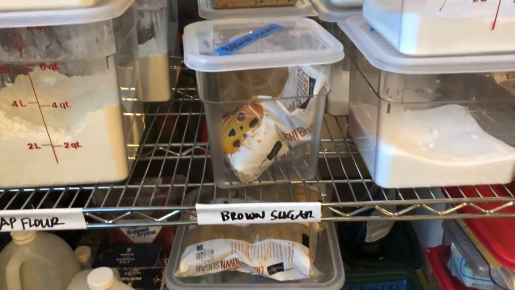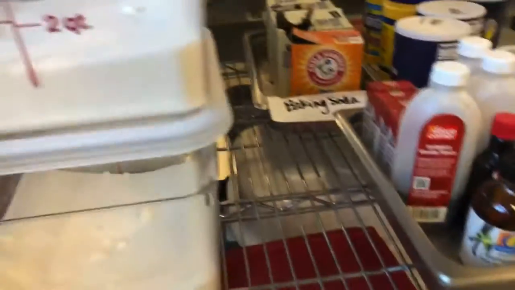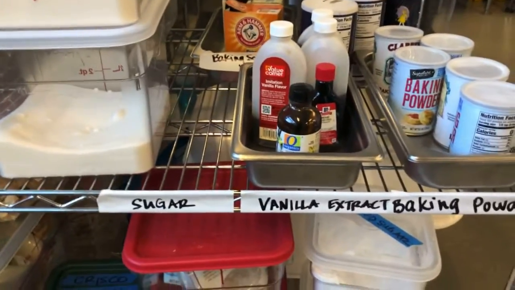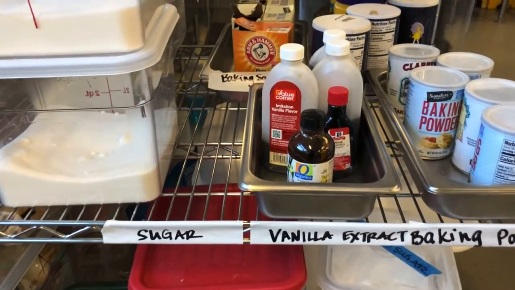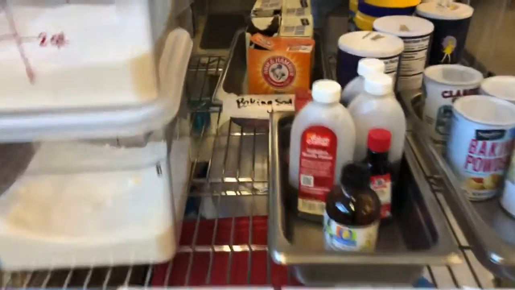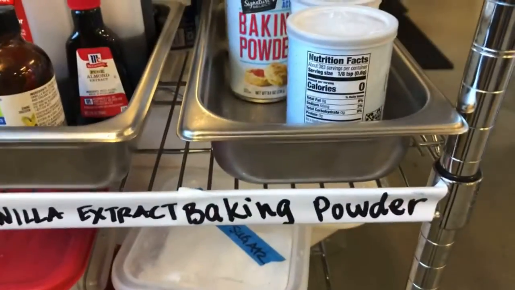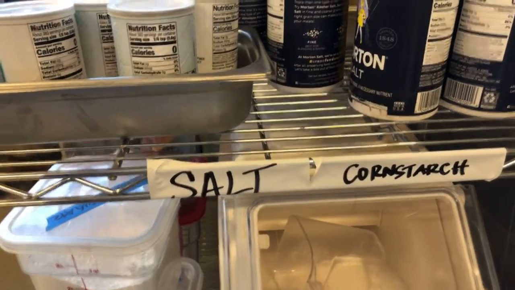We have our brown sugar, we have our regular sugar right there. Then we have our vanilla extract and also any other flavored extract. So there is mint extract and almond extract in there as well. We have our baking soda back there. We have our baking powder right here. Over here, we have our salt and cornstarch.